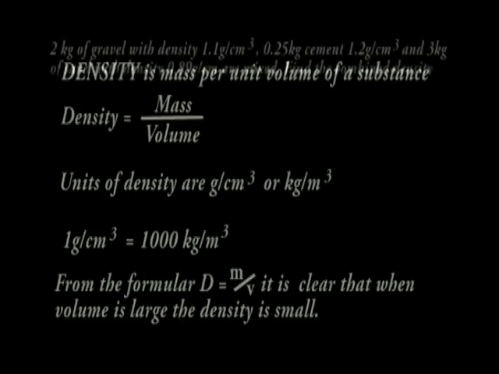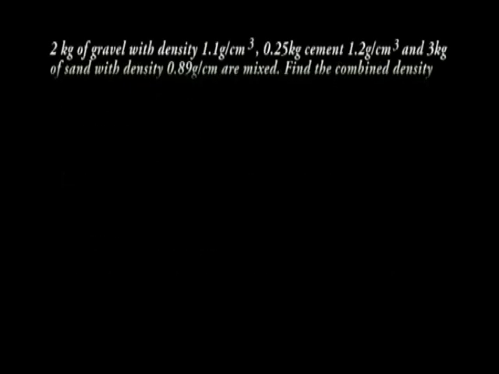Example: 2 kilograms of gravel with density 1.1 grams per centimeter cubed, 0.25 kilograms of cement with density 1.2 grams per centimeter cubed, and 3 kilograms of sand with density 0.8 grams per centimeter cubed are mixed. Find the combined density. We already know density is mass over volume. Therefore, volume is mass over density.